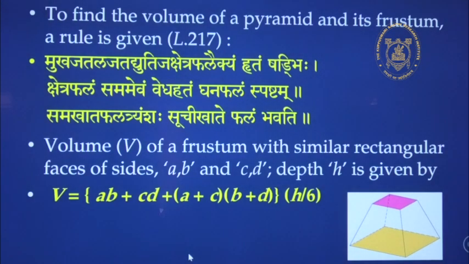Then, to find the volume of a pyramid and its frustum, the rule is given: mukhaja talaja tadyuti cha kshetra phalaikyam kritam shabdhi, kshetra phalam samanayavam vedahatam ganaphalam spashtam, samakhata phalatrayamshaha suchi khate phalam bhavati. If A, B are the sides of the top and C, D are the sides of the bottom, and they are similar rectangles, then the volume of this frustum is given as AB plus CD plus A plus C into B plus D, into height, divided by 6.